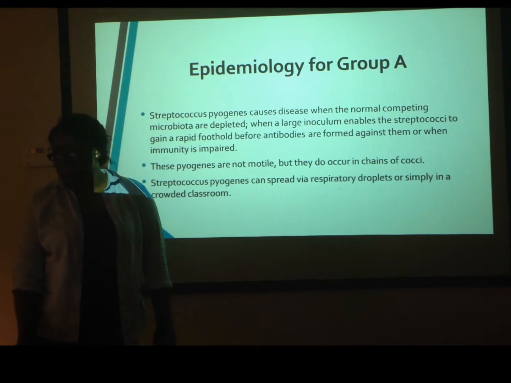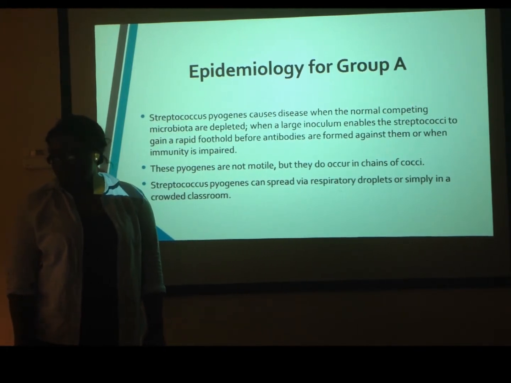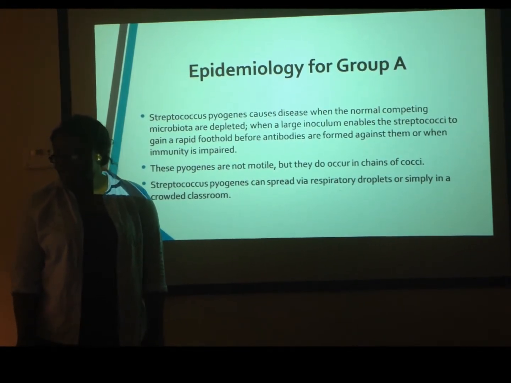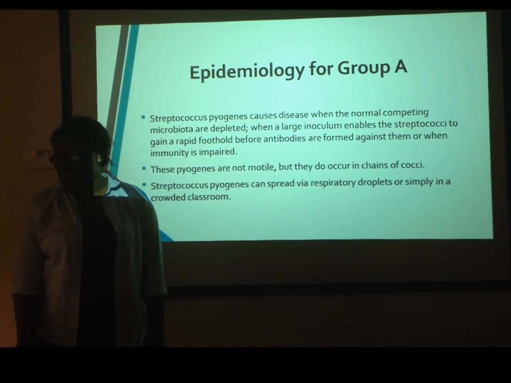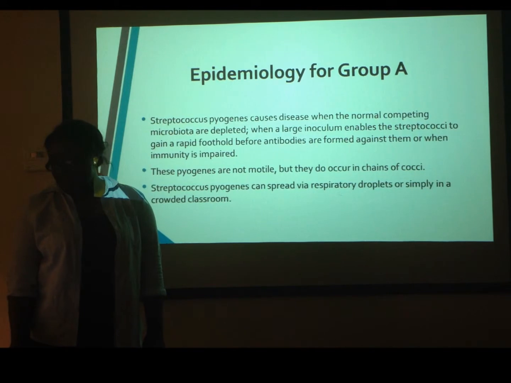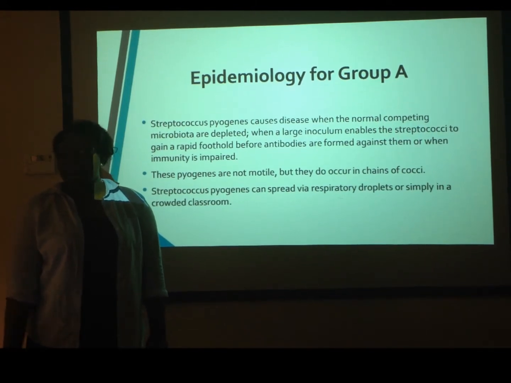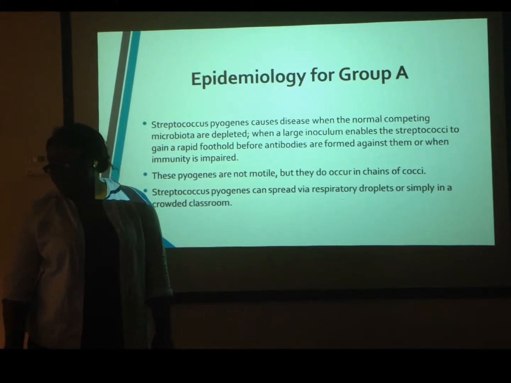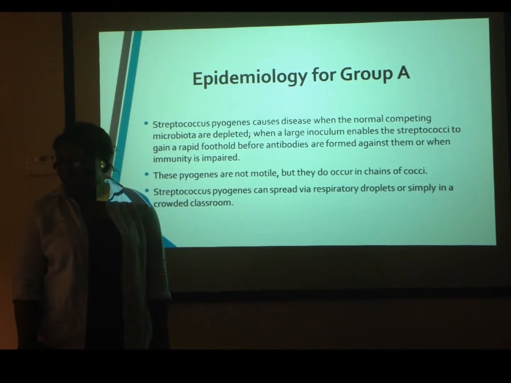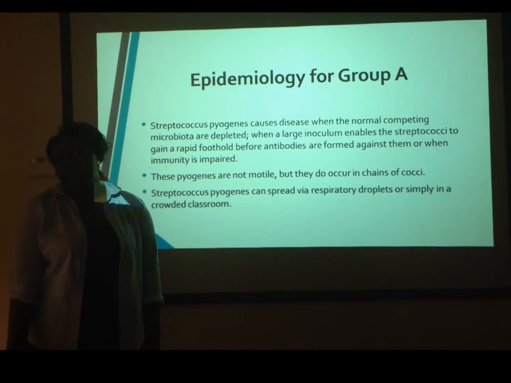Streptococcus pyogenes causes disease when the normal competing microbiota are depleted, which enables the Streptococcus to gain a rapid foothold before antibodies are formed against them, or when immunity is impaired. These pathogens are not motile, which means they cannot move, and they occur in chains of cocci. Streptococcus pathogens can spread via respiratory droplets or simply in a crowded classroom.